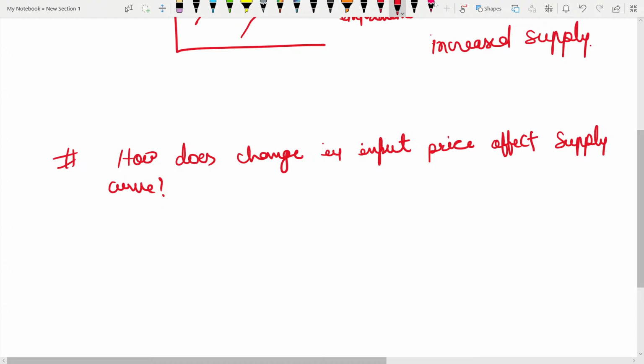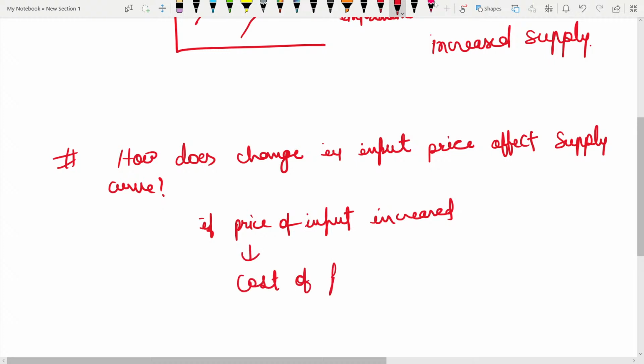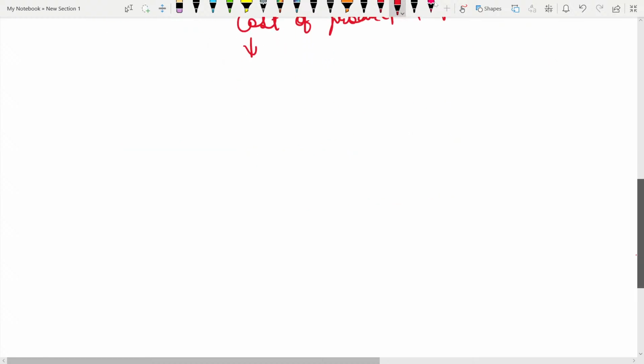If the price of input increases, it will lead to a high cost of production. Due to the very high cost of production, this will affect the supply curve, which will shift backward due to the high cost of production, as at the existing price.